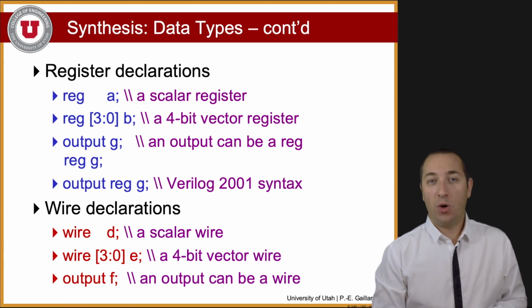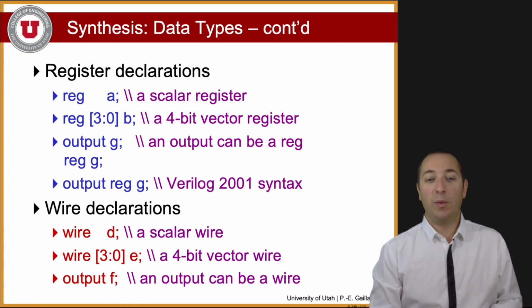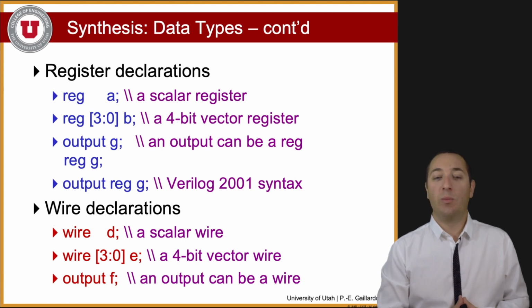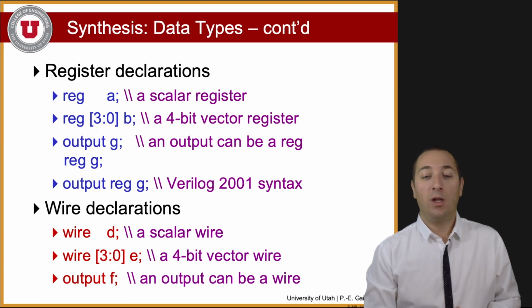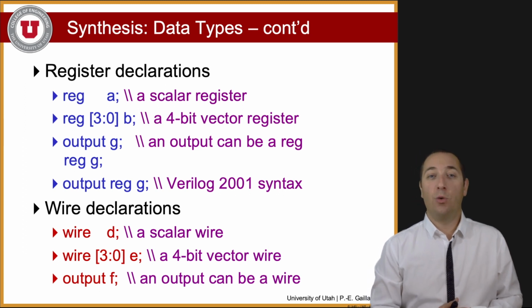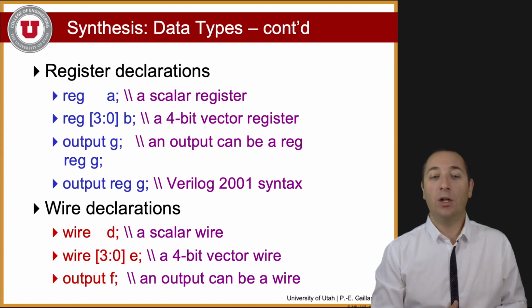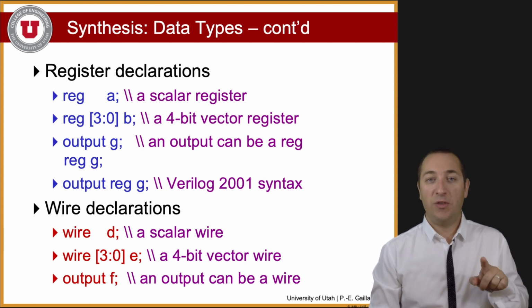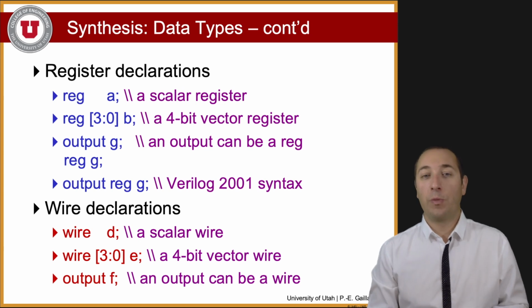Wires are very much so defined, where you have wire D to implement a scalar wire, wire [3:0] E to implement a 4-bit vector wire, and if you have output F, your output F would be a wire. Note that in that case, you do not need to declare the wire to be F. You only want to declare that specific variable to be a register if you want your output to be a register. Otherwise, by default, it will be a wire.